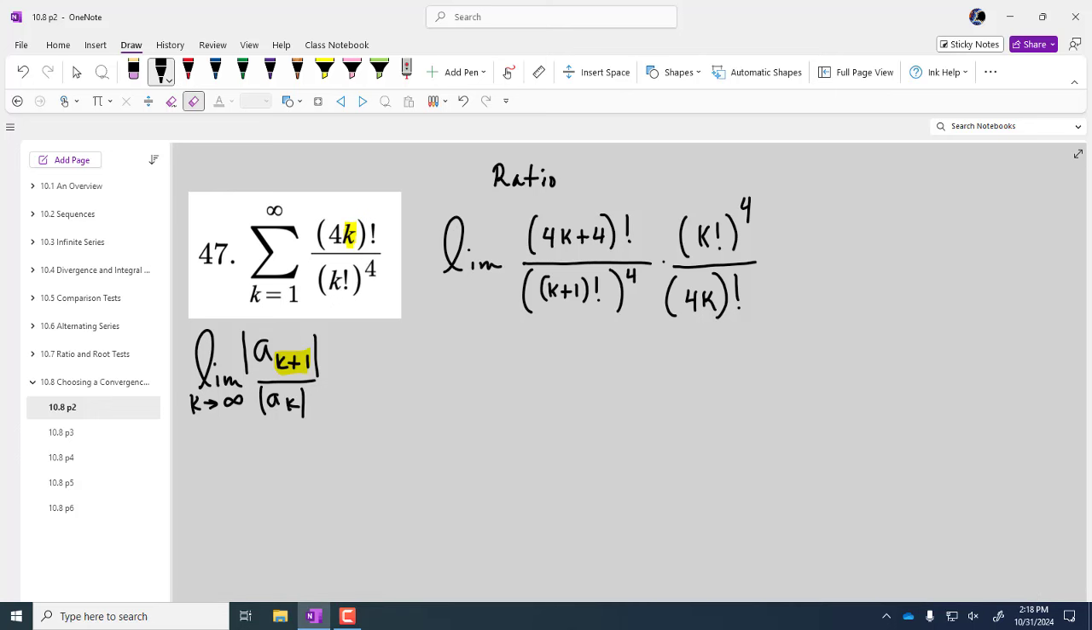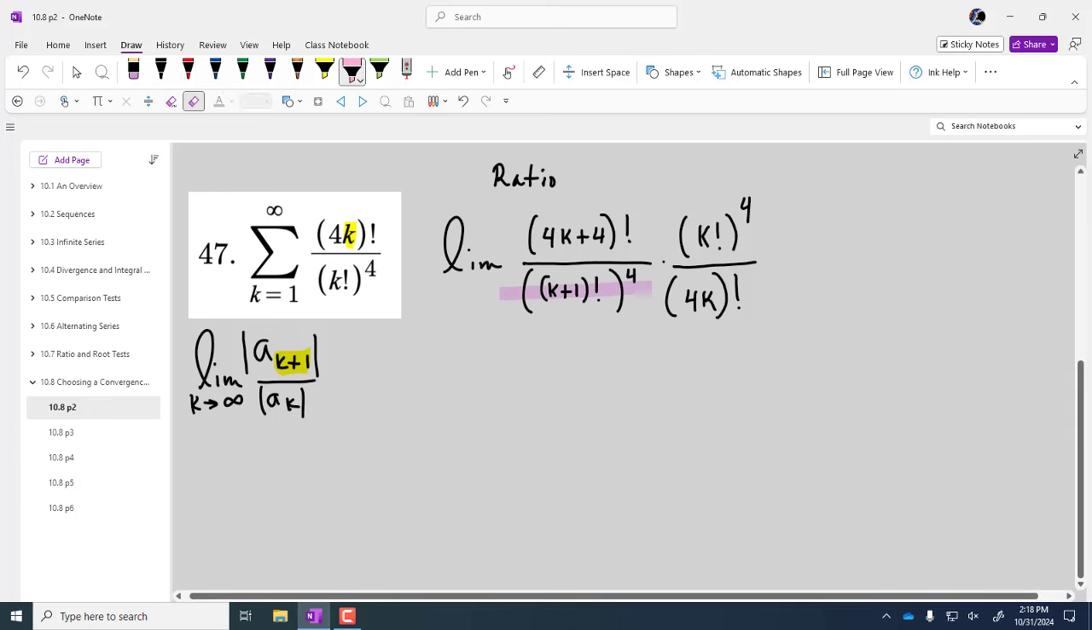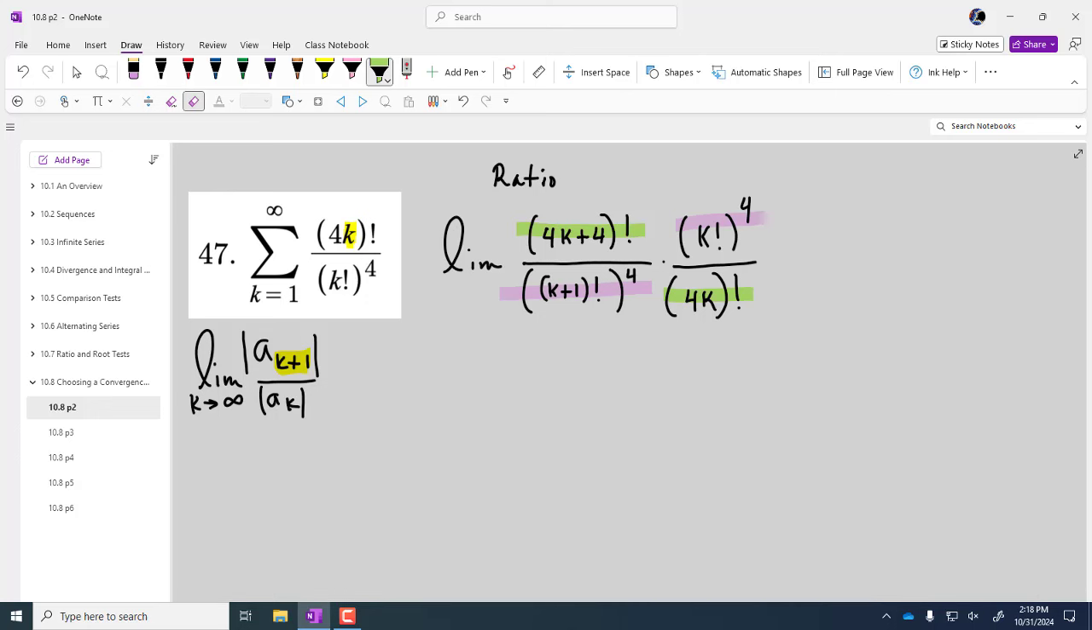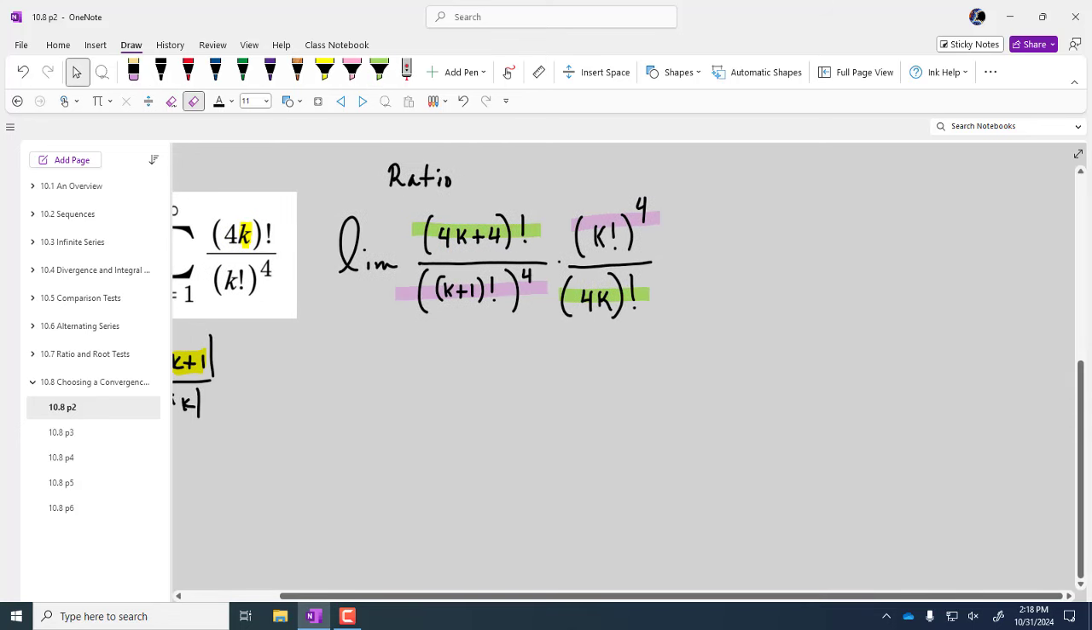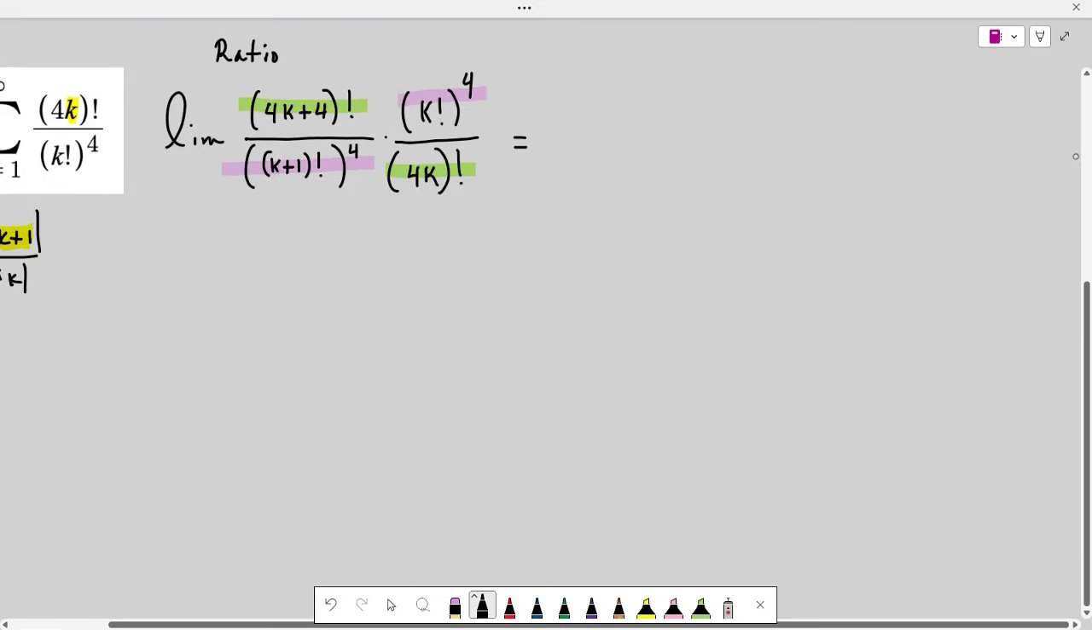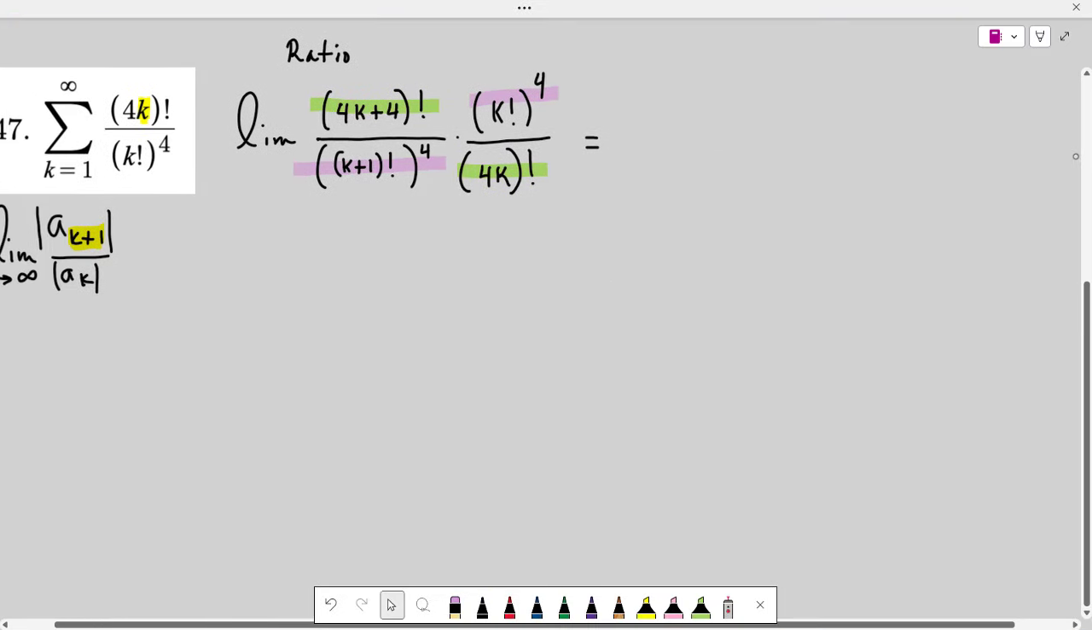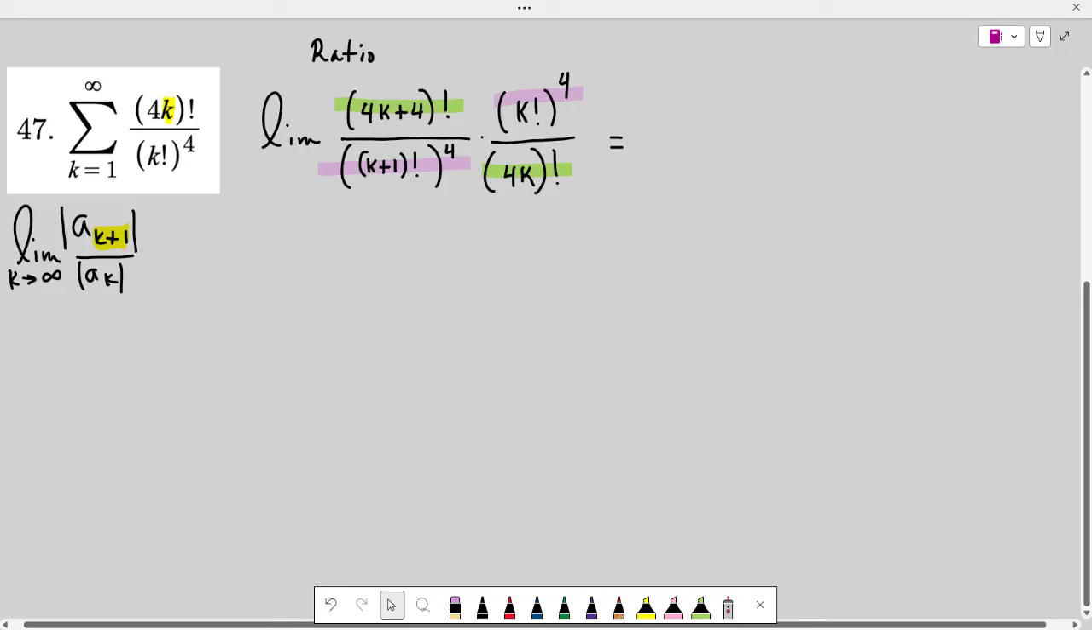Now it's time to massage it a little bit. We're kind of focused on the factorials here that have the power of 4, and then we're focused on these ones right there. So we're going to try to do a little bit of manipulation so that we can get some cancellation. So let's see if we can do it. So, oh yeah, let's try that full screen thing again. So let's go with the greens.